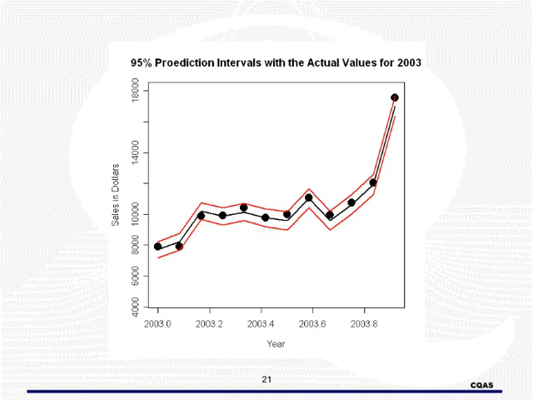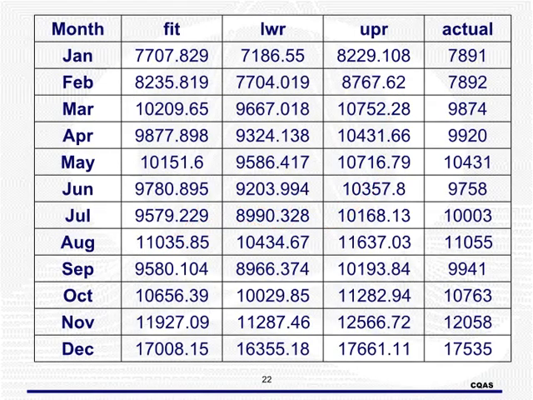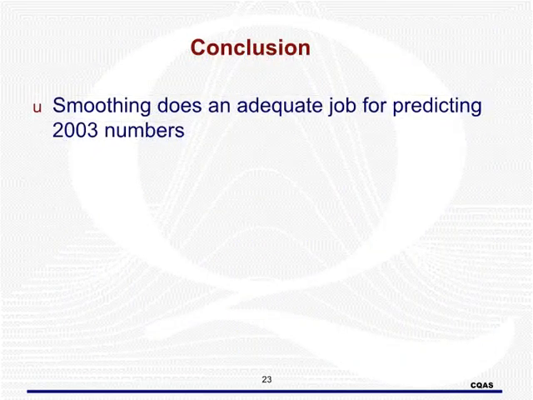Notice here that the PIs are the red lines, the fits are on the black line, and the black circles are the actual observations for the year 2003. Does it seem like all of the responses fall in the PIs? Here is a table to give us a more exact answer. Based on the table, all 12 values seem to be covered by their respective PIs. We should conclude that the smoother does an adequate job forecasting the year 2003.